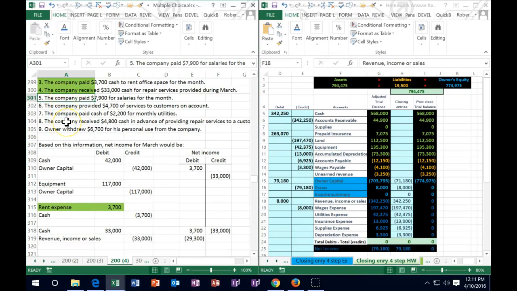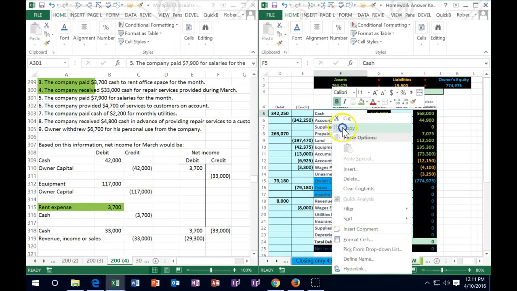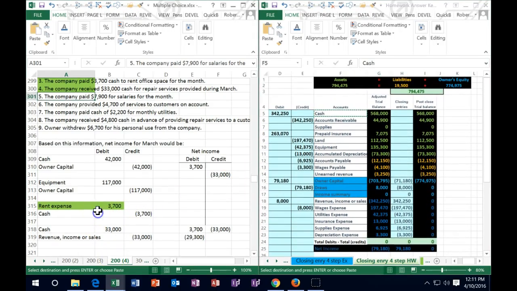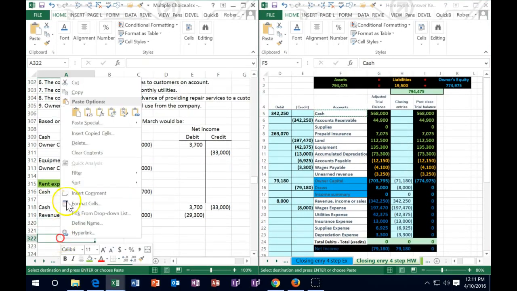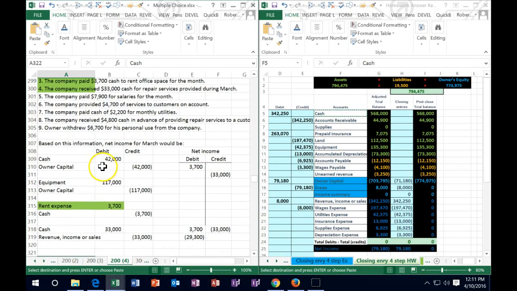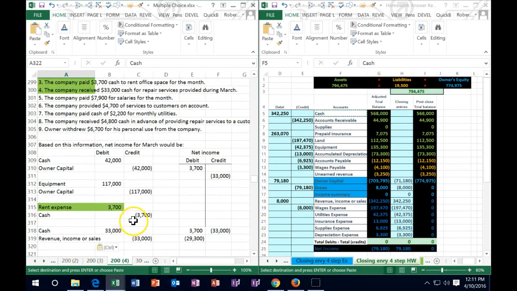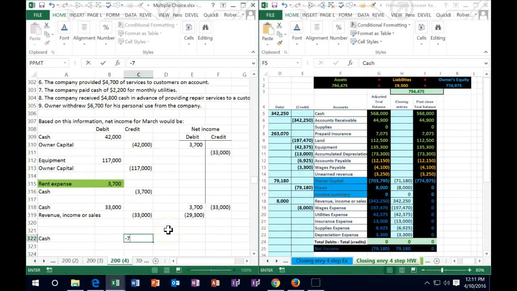It says the company paid $7.9 for salaries for the month. All right, so is cash affected? Yep, we paid salaries, and therefore cash is going to go down because we paid cash. Cash is a debit balance. We're going to make it go down by doing the opposite thing to it, which in this case is a credit.